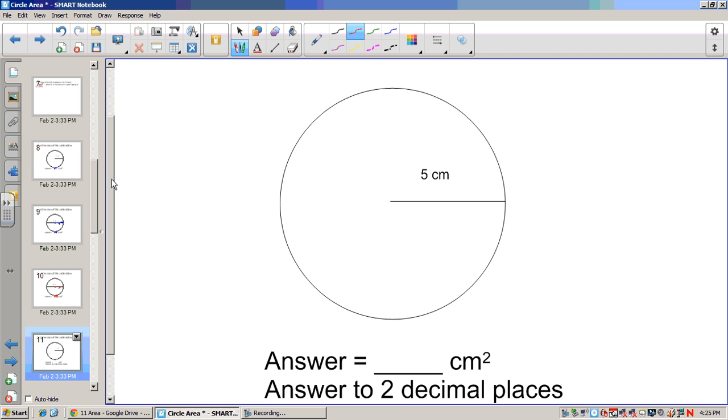Now in this case, we're going to find the area, but we're going to not have this in terms of pi. So what I want to do is take 5 squared, so that's 25 times pi. So now I type in my calculator 25 times 3.14, and I'll get 78.5. So this is about 78.5 centimeters squared.